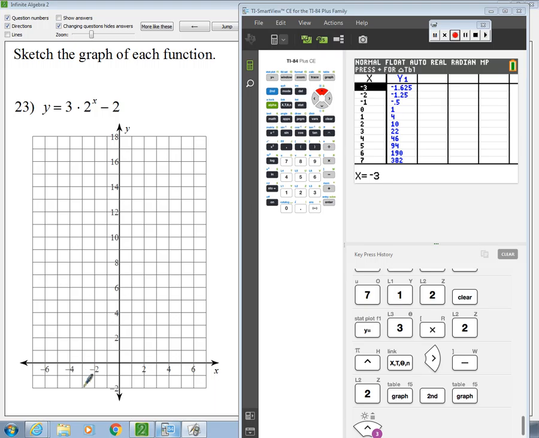So -3, -1.6 would be about right here. -2, -1.25 would be left 2 down 1 1/4. -1, -1/2 would be left 1 down 1/2. 0, 1, that's my y-intercept. 1, 4, and 2, 10.